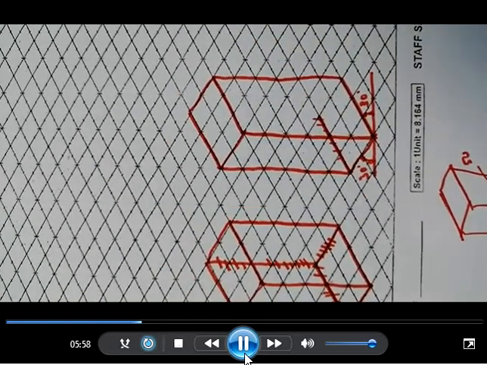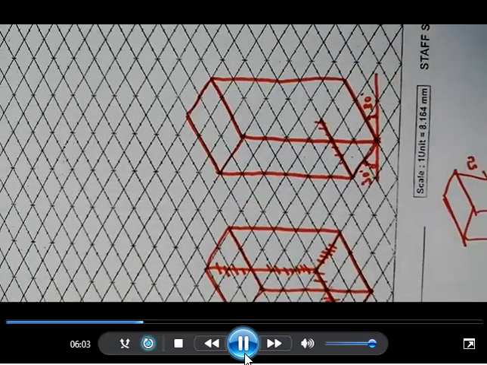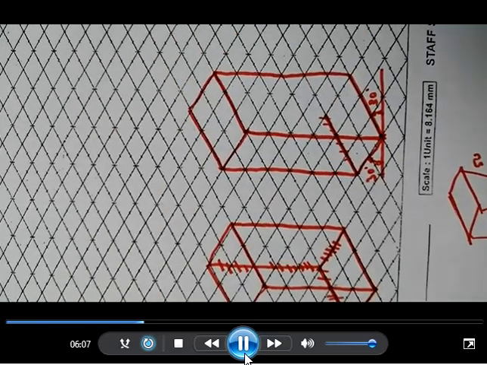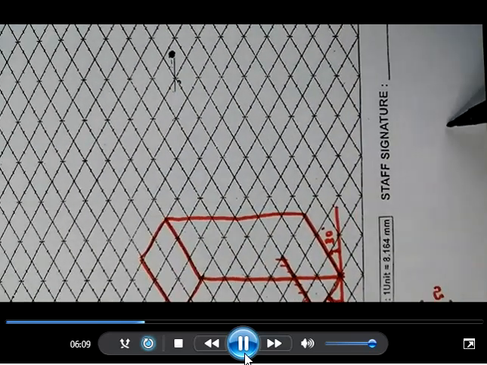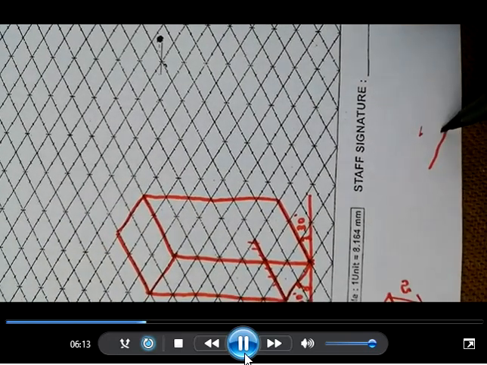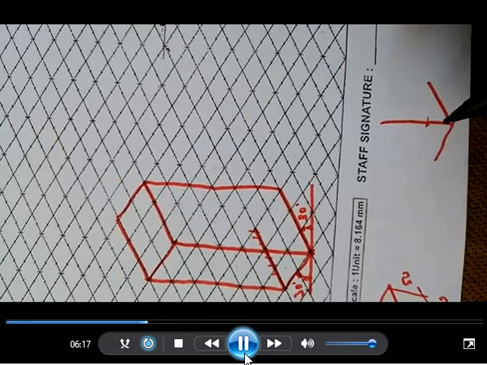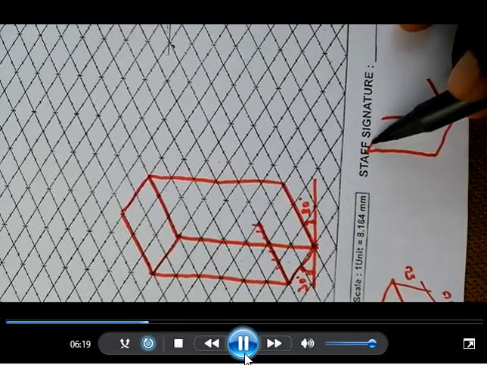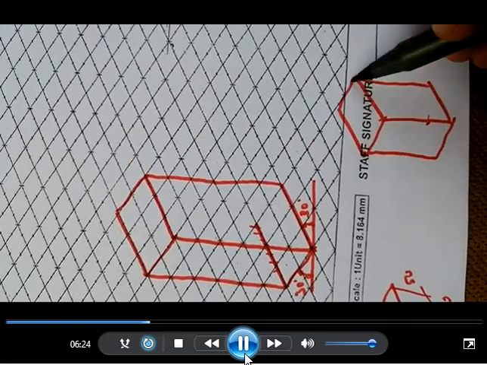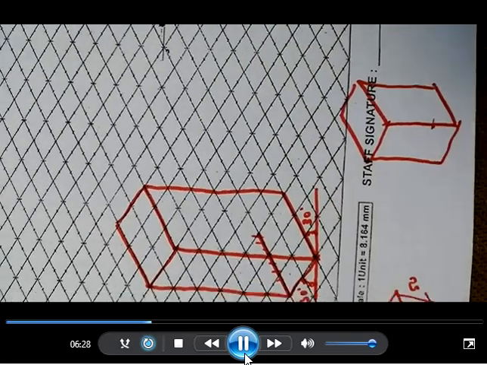Next we'll tell you how to construct a square prism of dimension 30 by 30 and height 40. We'll draw one rough diagram first. Square prism, both sides equal, 30 by 30, height 40. So this is how we have to get the final diagram. The same diagram we'll draw on the isometric sheet.